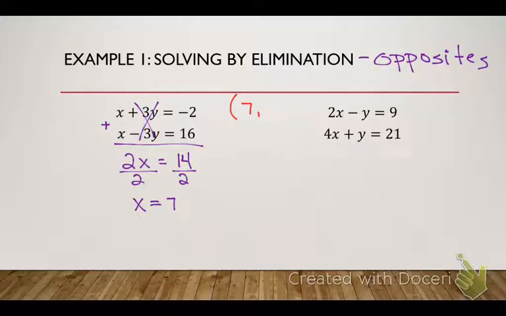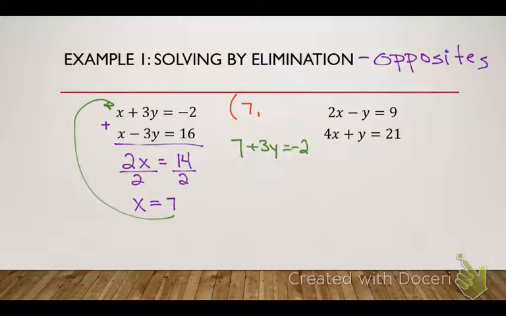It doesn't matter which one. I'm just going to choose one of them. I'll choose the first one. Plug in 7 for x. 7 plus 3y equals negative 2. So I take my x value, I plug it back into one of the original equations, and now I can solve for y. That's a two-step equation.